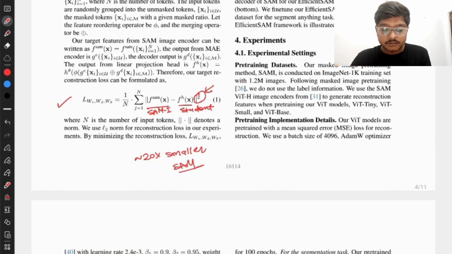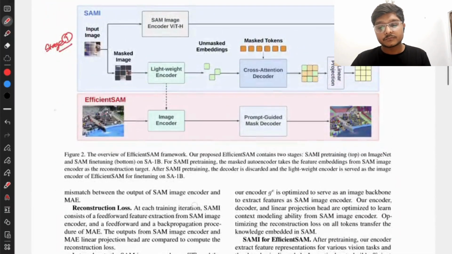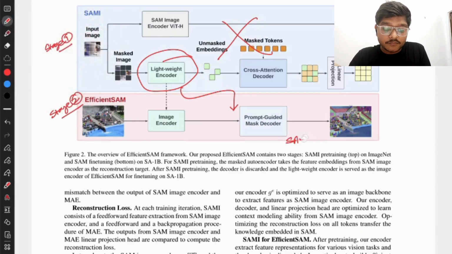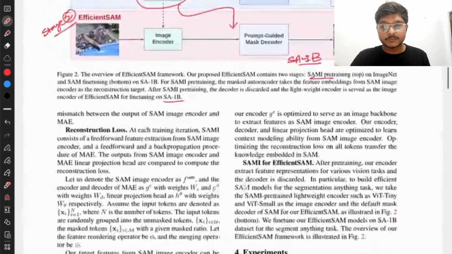Now look at stage 2 of the training. When the pre-training is finished, the SAMI decoder is discarded, and we take the highly educated lightweight encoder and pair it with SAM's prompt-guided mask decoder. We then fine-tune the entire system on the SA-1B dataset, which is a collection of 11 million images and 1 billion masks, to transform it from a general feature extractor into a specialized segmentation expert.